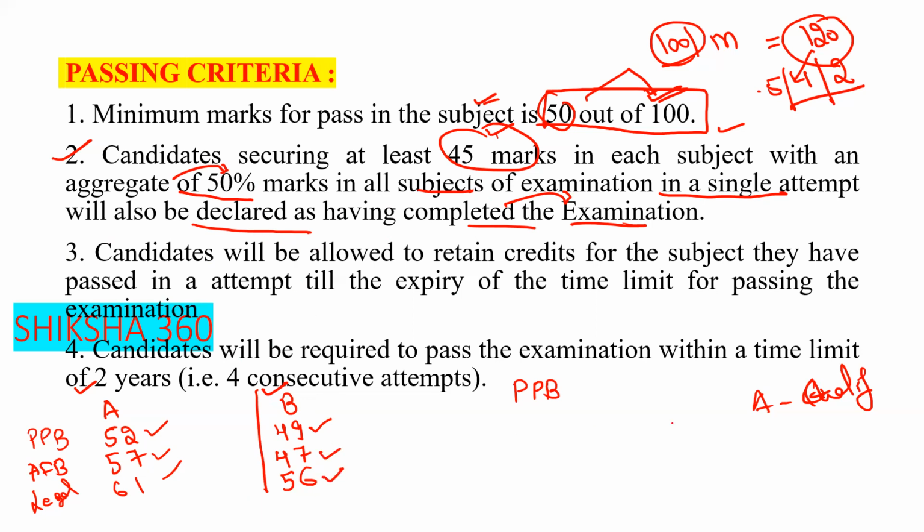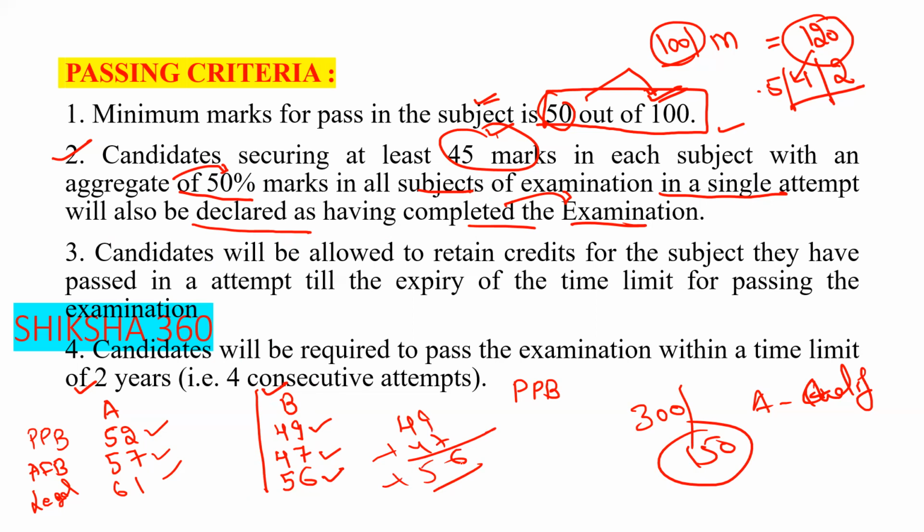And the aggregate, out of 300, they have to score now 150 marks overall. So 49 plus 47 plus 56. When we add all three, 16 plus 6, 9 plus 7, 16 plus 6, 22, 8, 10, 152. So overall, how much marks will they get? 152. The minimum criteria is 150, but here B will get 152 marks.